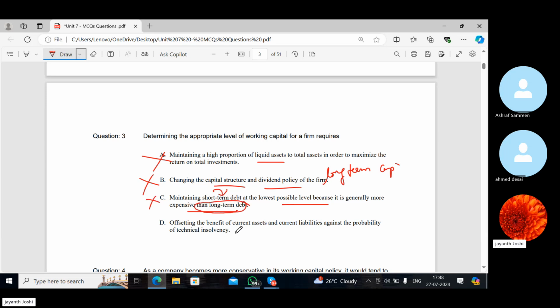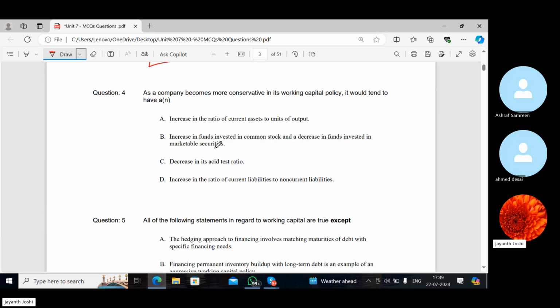Then what? See, working capital finance concerns determination of optimal level of mix and use of current assets and current liabilities. Objective is to minimize the cost of maintaining liquidity while guarding against the possibility of technical insolvency. Technical insolvency is defined as the inability to pay debts as they come due. So that's what we always want to maintain, an appropriate level of working capital. Go for the next question.